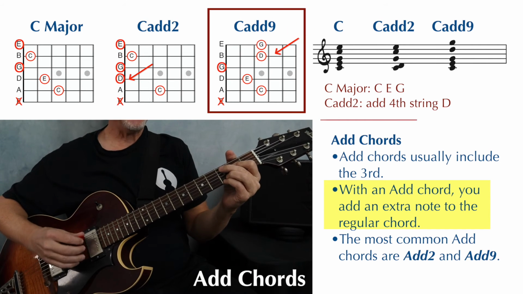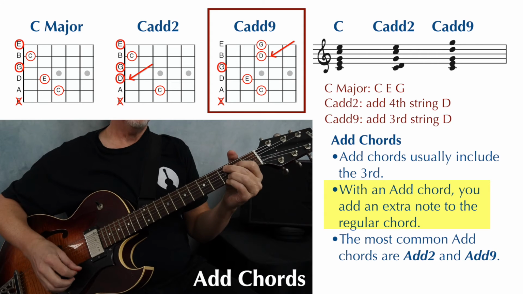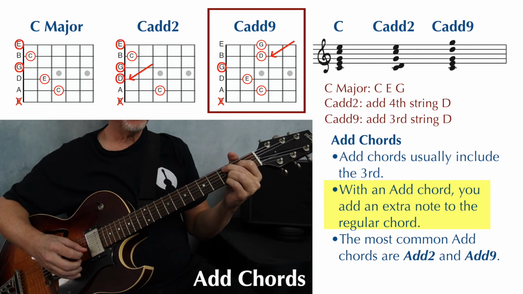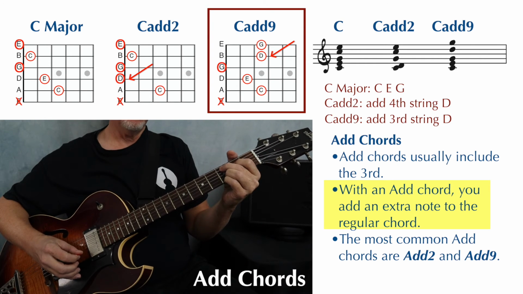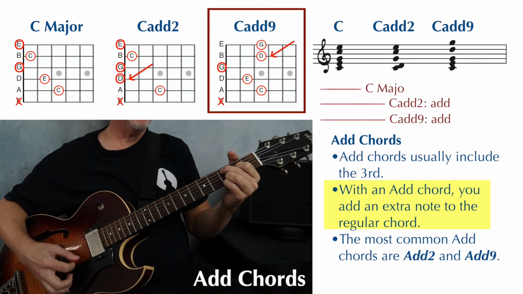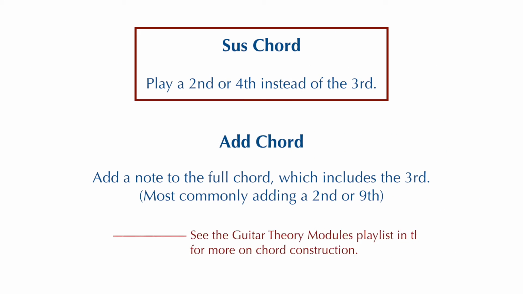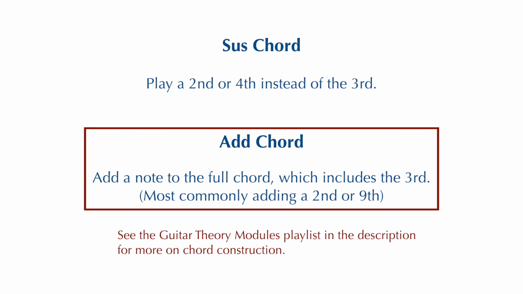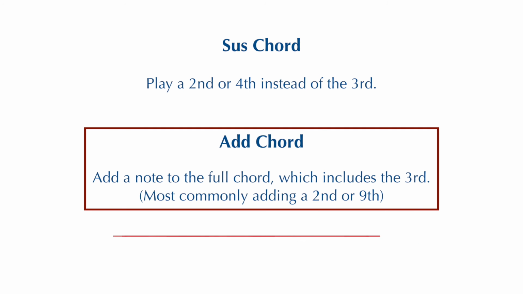And here's a C add 9. Again, this chord still has C's, E's, and G's, but we're playing a D on the third string, and this D is a major ninth above the root, which is C. So in a sus chord, we're playing a second or fourth instead of the third, and for an add chord, we're adding a note to the regular chord, which includes the third.